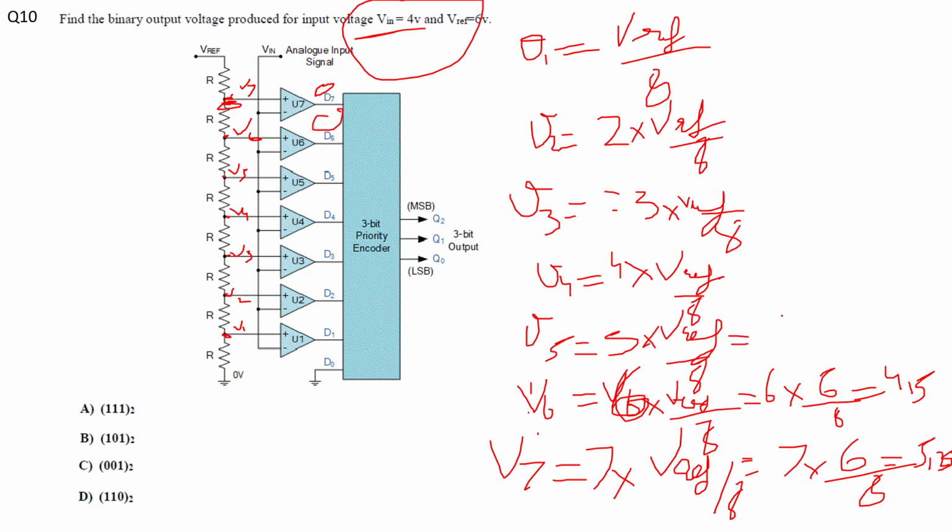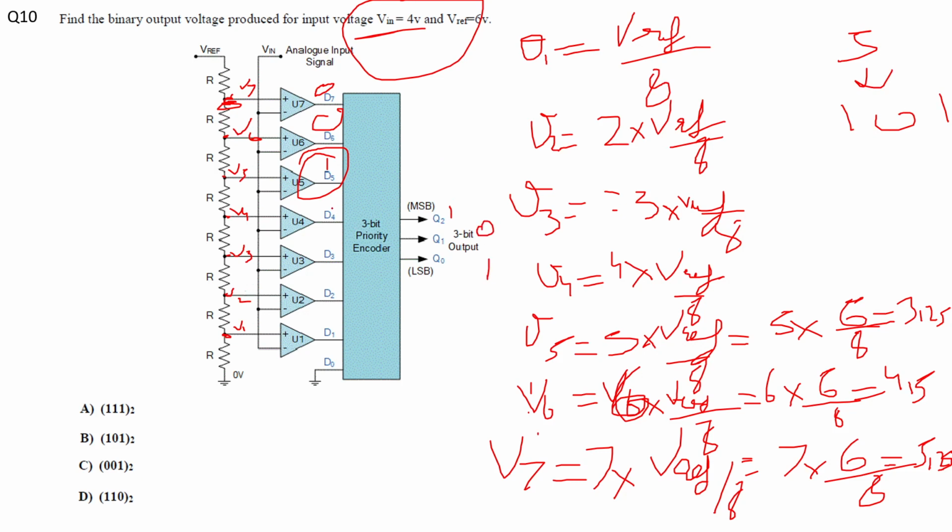Then we have 5 times Vref by 8, that is 6 by 8. So 30 by 8, that is 3.75 volt. So this thing is 1. That means my output will be equal to the binary equivalent of 5. So binary equivalent of 5 is 101. So this thing is equal to 101.